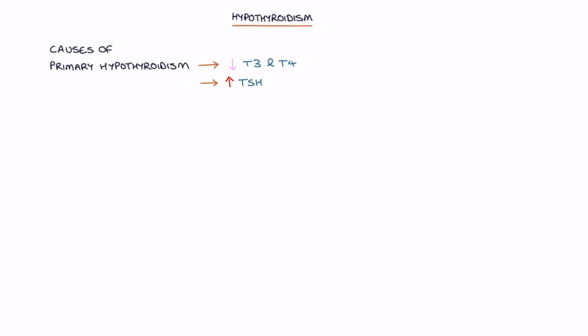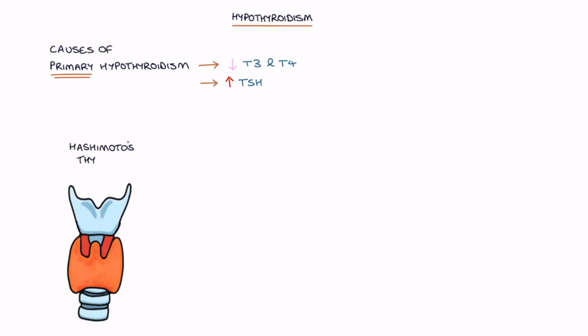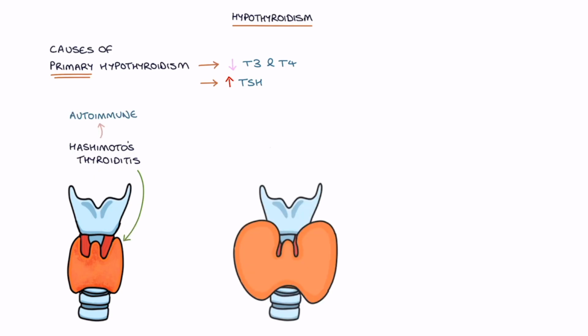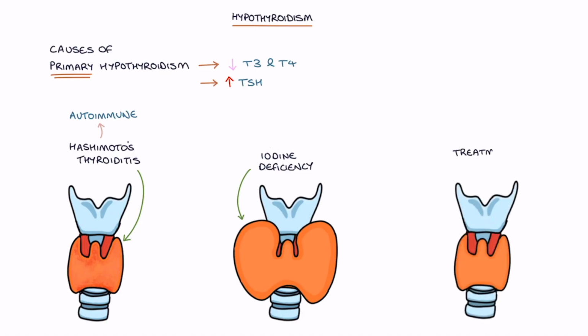The top causes of primary hypothyroidism are Hashimoto's thyroiditis, which is an autoimmune condition, iodine deficiency, and treatments for hyperthyroidism, such as carbimazole or radioactive iodine.